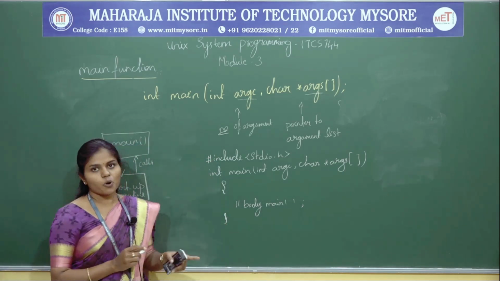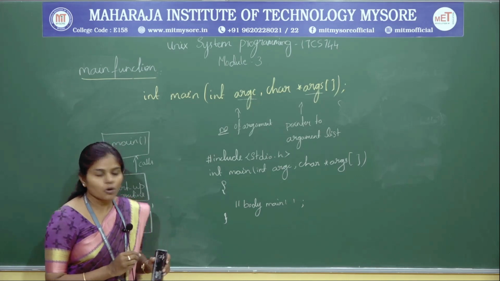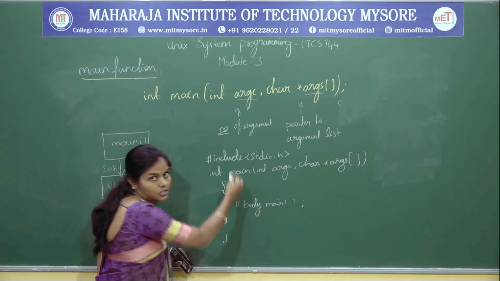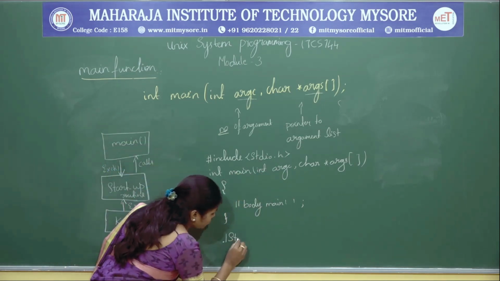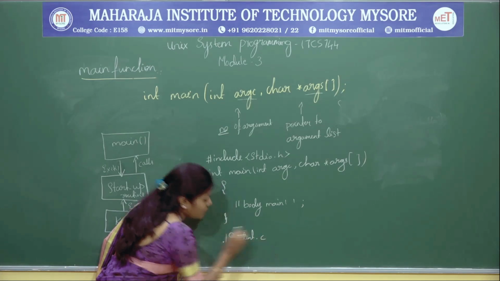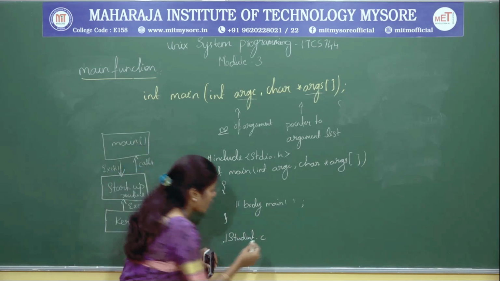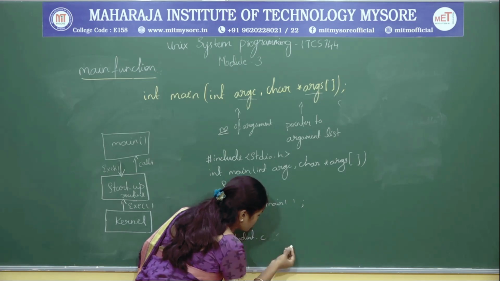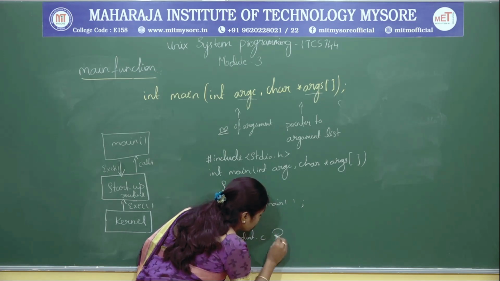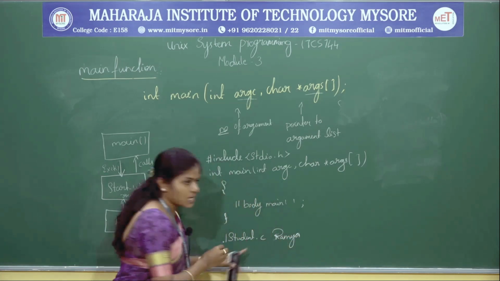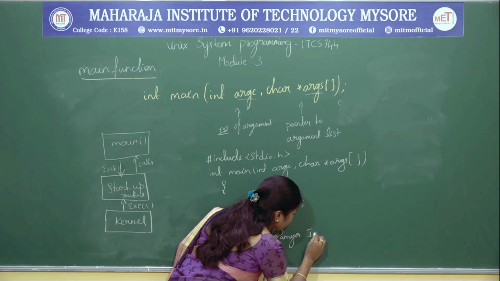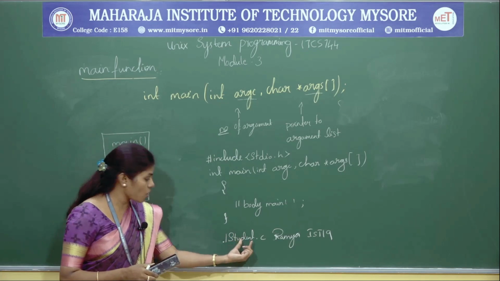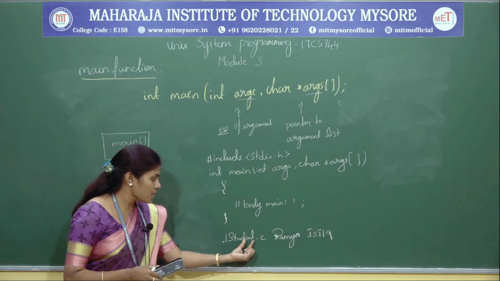Now while running this program, in the command line argument, I am going to give the file name. Suppose I store this file as student.c. Then I am going to pass the arguments, that is, the name of the student. I am going to take it as Ramya, and then after that, I am going to specify the id. So what I am doing is calling the program name student.c.